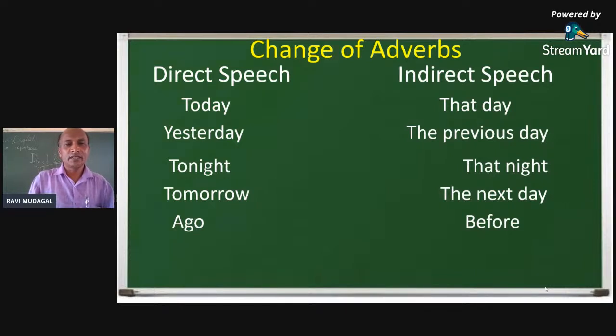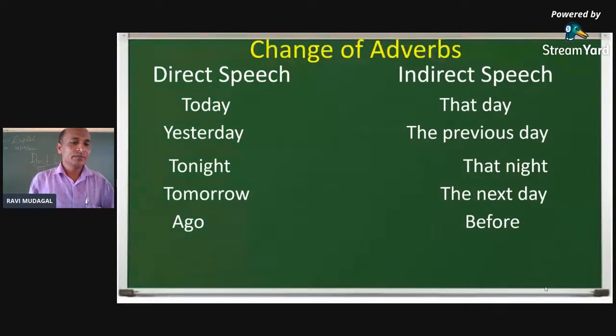These are the adverbs: today, yesterday, tonight, tomorrow, ago. While changing direct speech into indirect speech, these adverbs change like this. Today is changed to that day. Yesterday is changed to the previous day. Tonight is changed to that night. Tomorrow is changed to the next day.